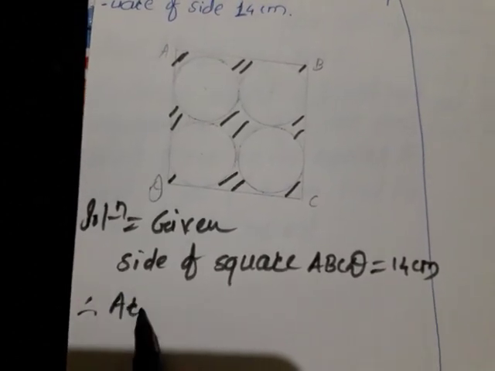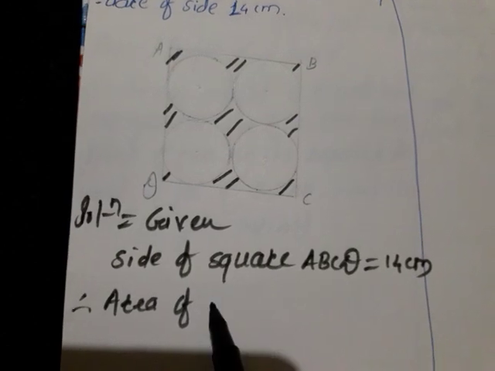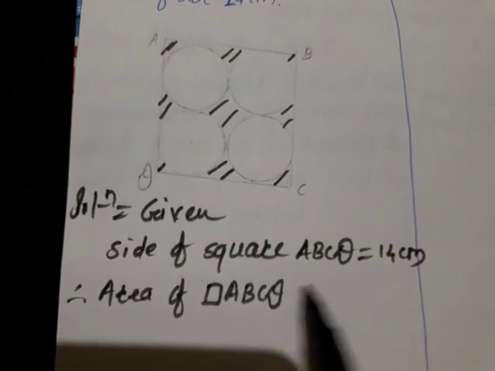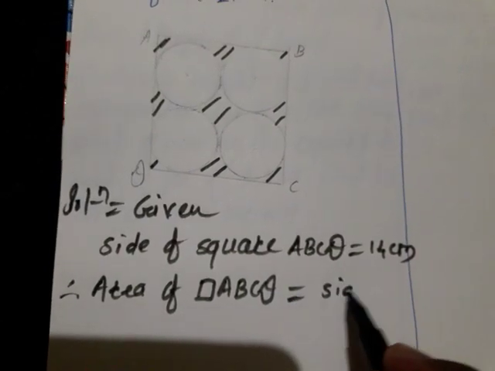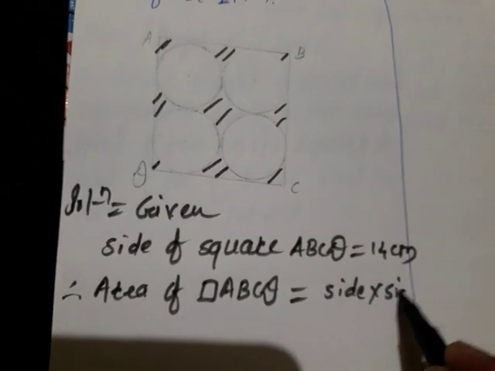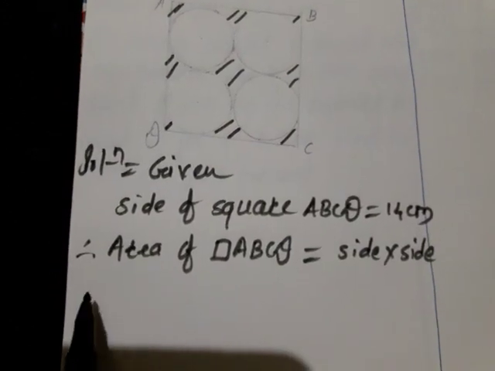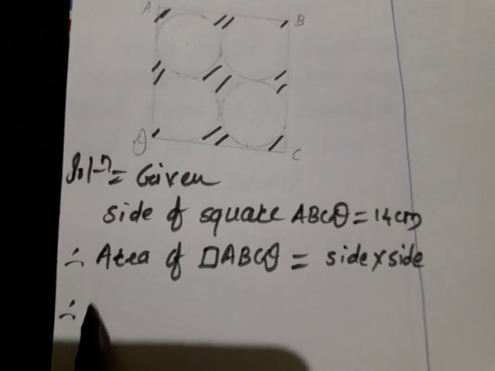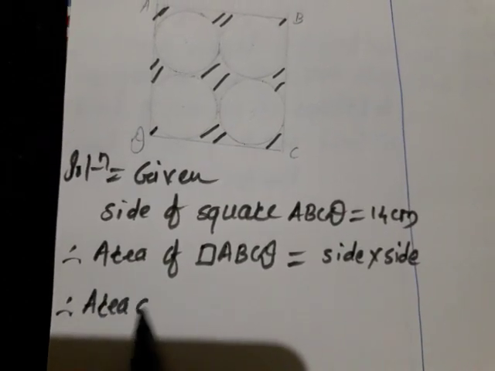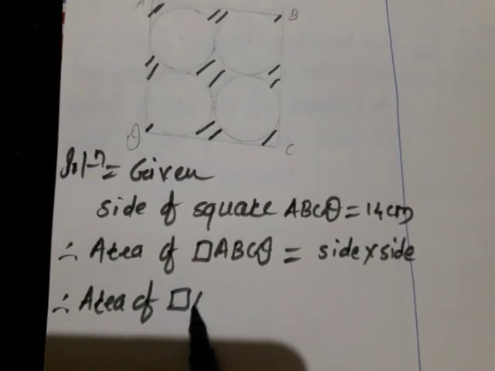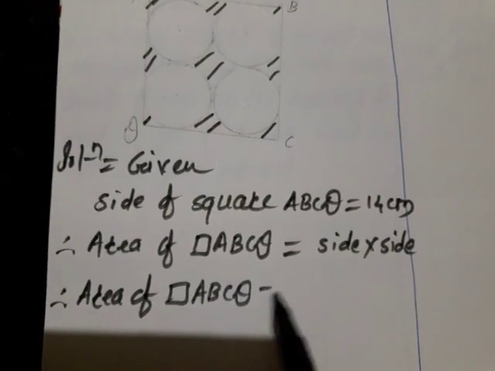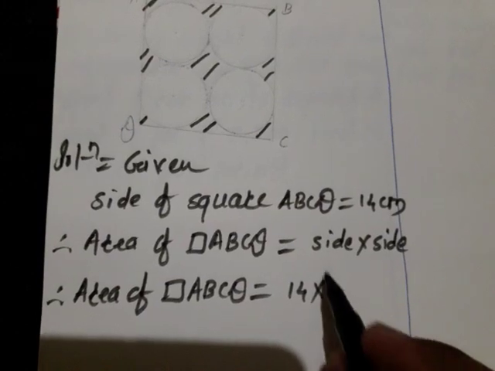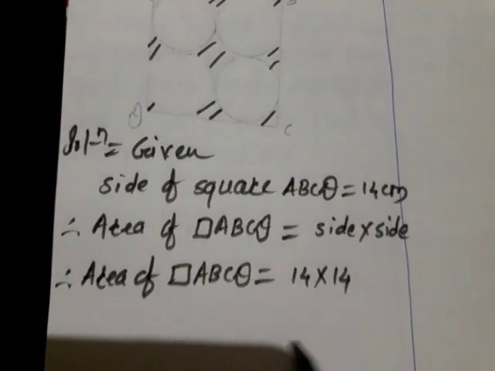Therefore, area of square ABCD is equal to what? Side into side. Am I right? Area of square ABCD is equal to side into side. Therefore, area of square ABCD is equal to 14 into the next side, meaning the same side we continue, 14 into 14.